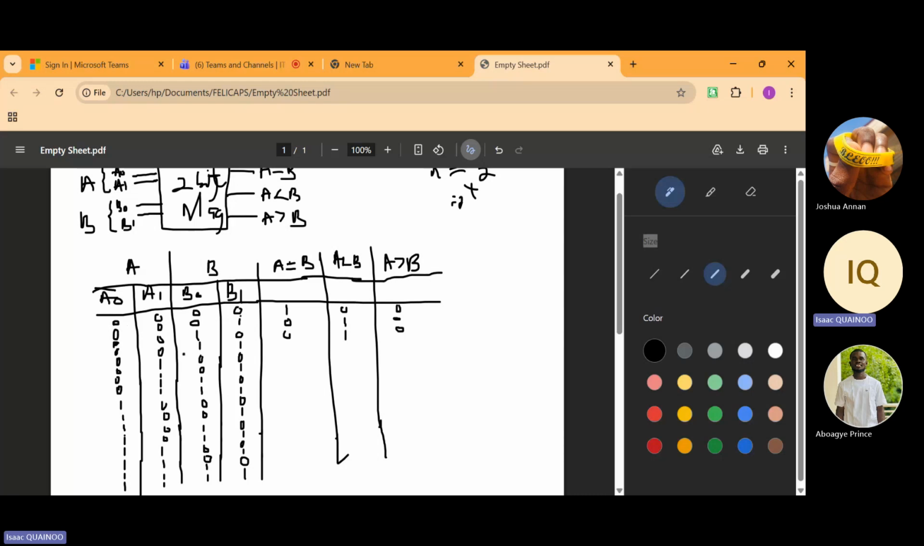0, 0, and 1, 1. Will 0, 0 be lesser, equal to, or greater than 1, 1? Less. So we put a 1 at less, and the rest takes 0, 0. So we come to the next. We have 0, 1, and 0, 0. So will 0, 1 be equal, lesser, or greater than 0, 0?